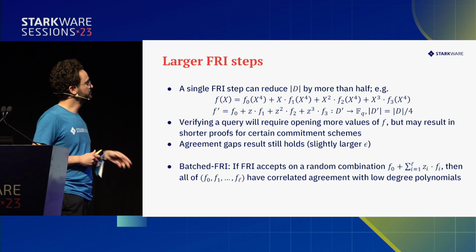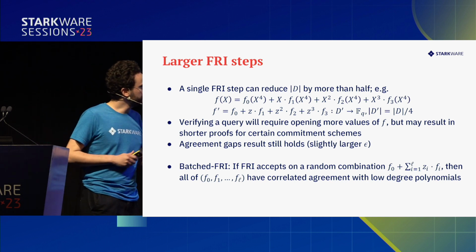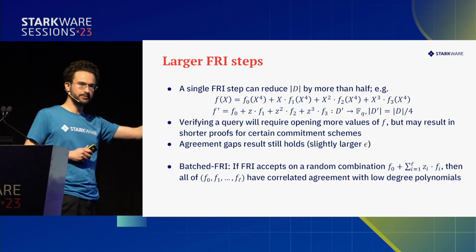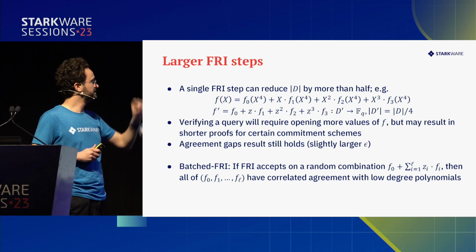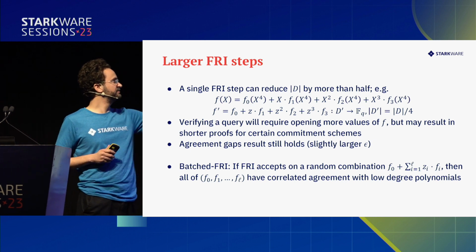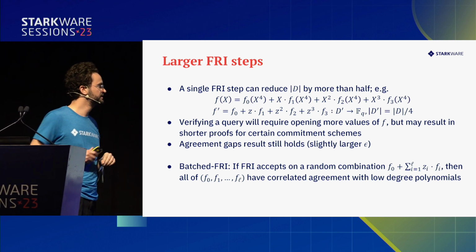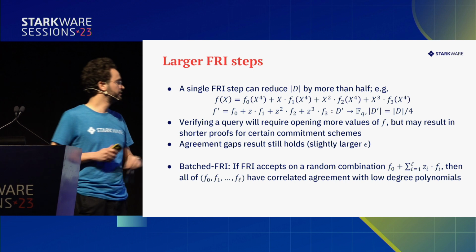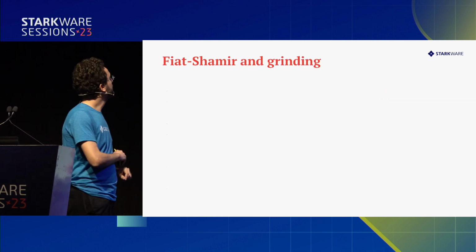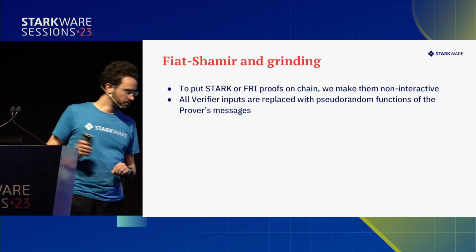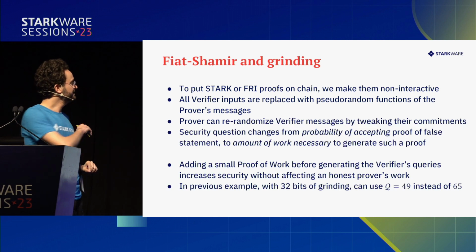And another thing that we can do is we can take some random linear combination of a lot of functions and do FRI on them, and it's still true that if FRI convinces us that this has large agreement, then all of these functions separately also have large agreement, and this is correlated. And I think I will skip talking about this thing.